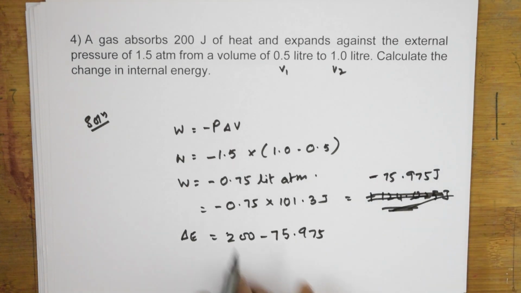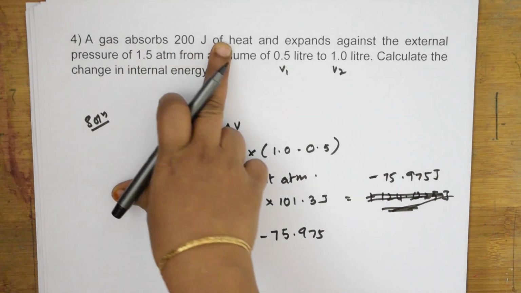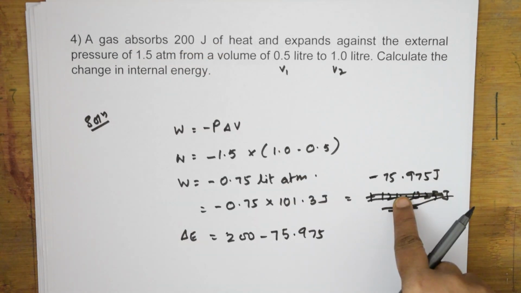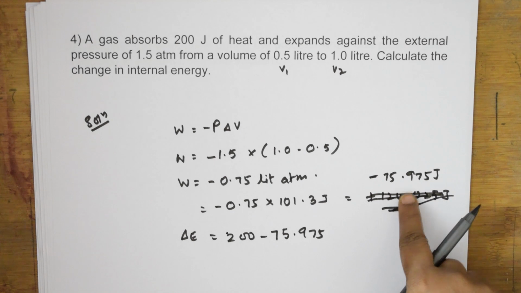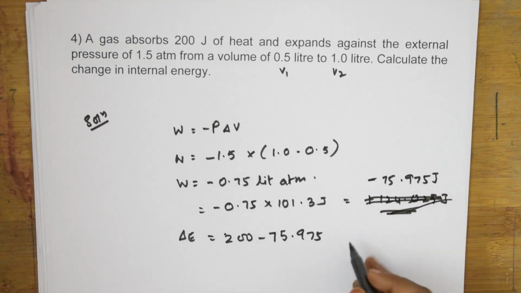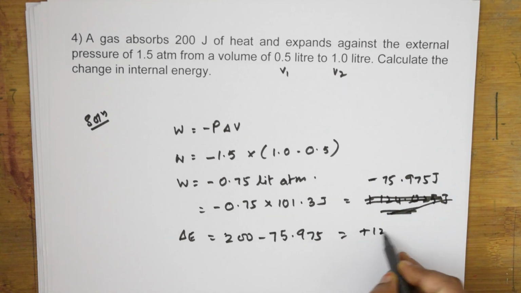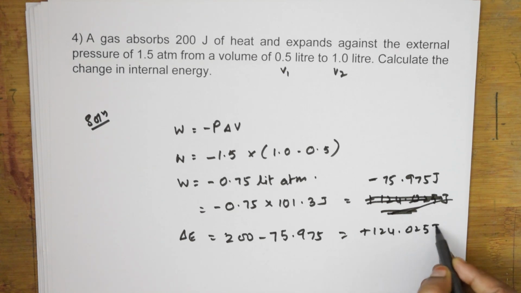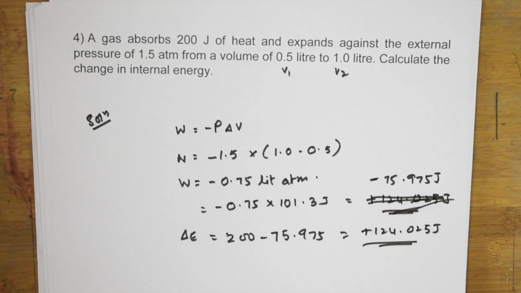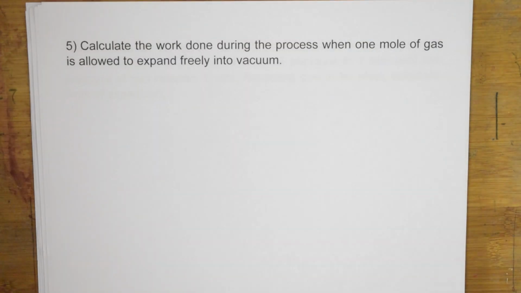Okay, now I'll come back. 200 joules of heat is absorbed, and this is the amount of expansion work taken. So we have subtracted that from it. Now we will get plus 124.025 joules. I'm sorry, students. Right, so this is your answer, delta E. Let's see the fifth question.